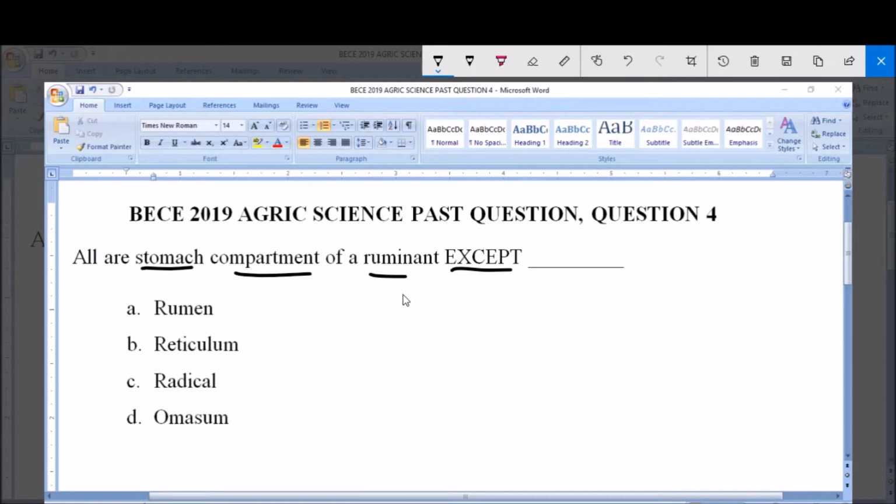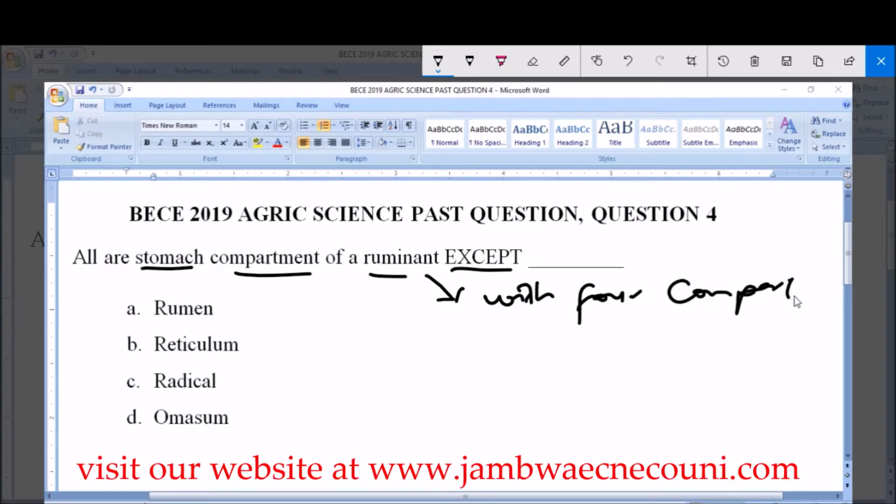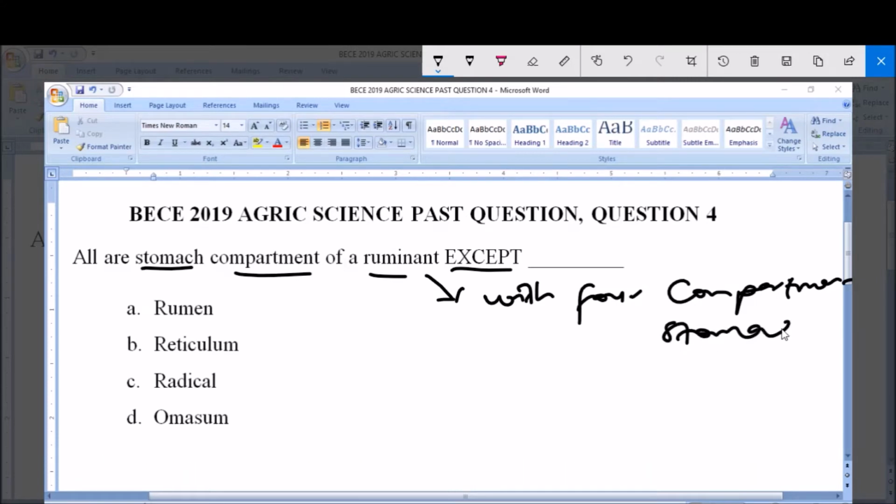Now, like we know, ruminant animals are animals with 4 stomach compartments. We call them ruminant animals. Examples of these ruminant animals include goats, cattle, and sheep. Now these 4 stomach compartments each have a name.